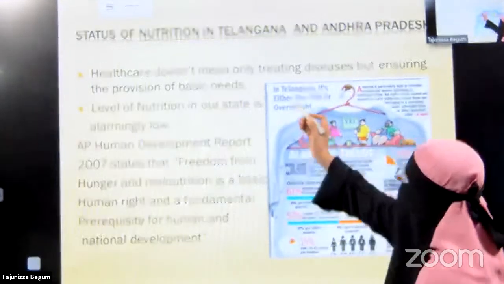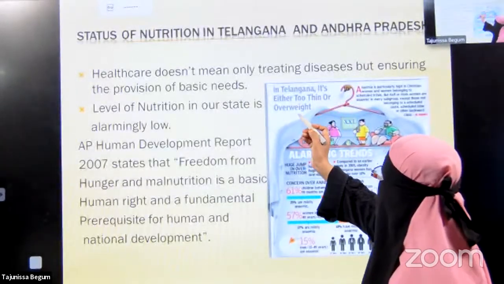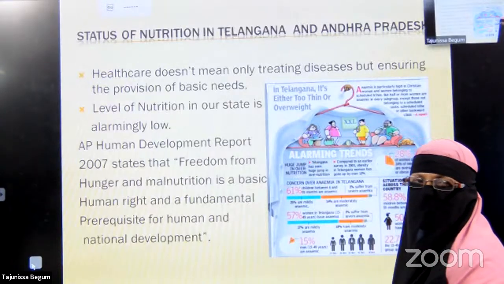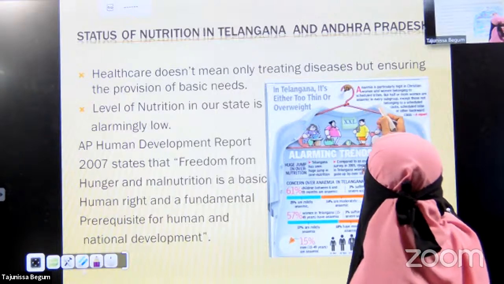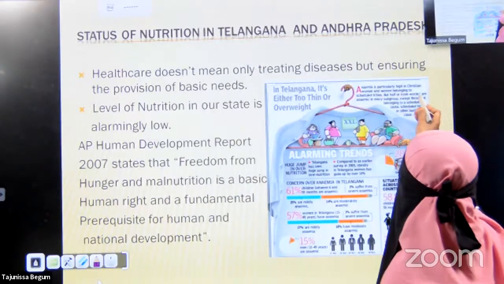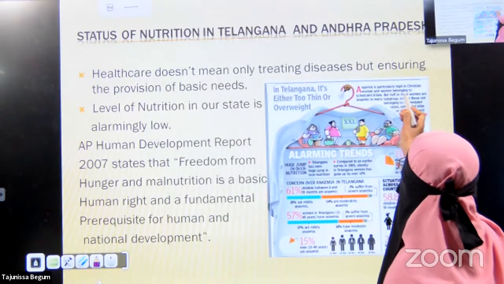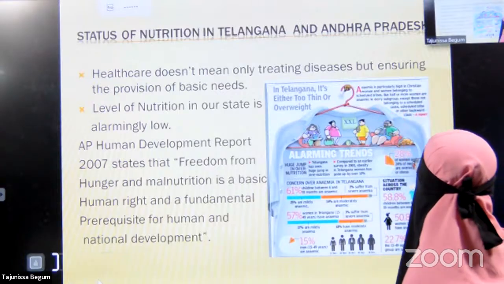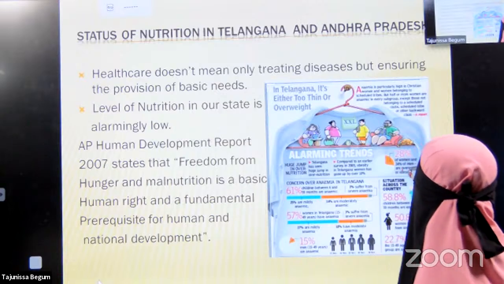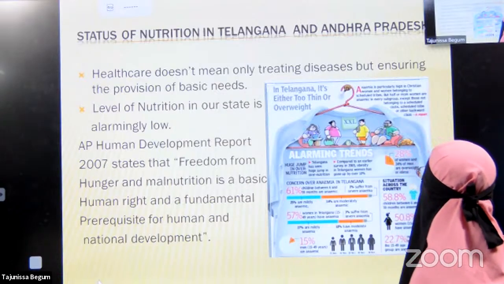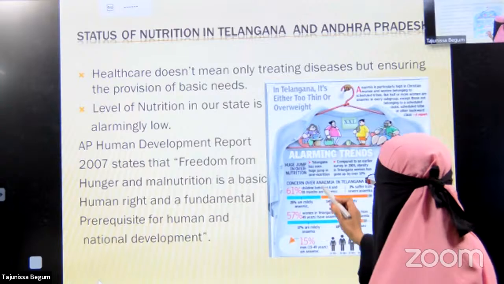Here you can see in Telangana, people are either too thin or too overweight. Some people are very thin, some are overweight, some are becoming fat. Anemia is particularly high in Christian women and women belonging to scheduled tribes, but half or more women are anemic in every subgroup except those not belonging to scheduled caste, scheduled tribe, and other backward classes. Now, these are alarming trends.